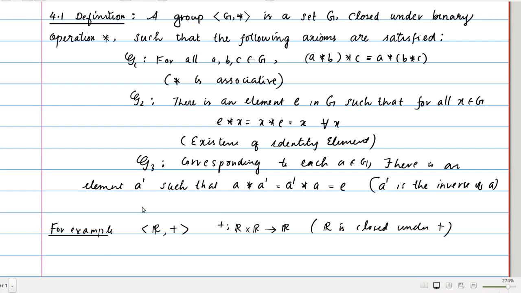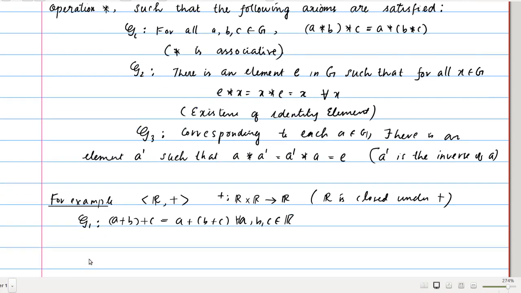And we have to verify the first axiom. We know that (a plus b) plus c, these being the usual additions, is the same as a plus (b plus c) for all a, b, c belonging to R. This establishes G1, the first axiom, the associativity of addition.